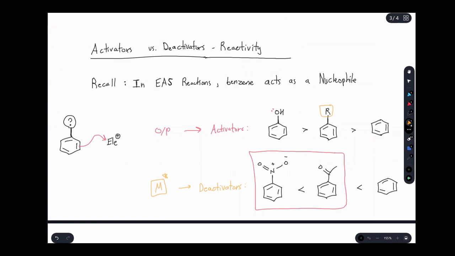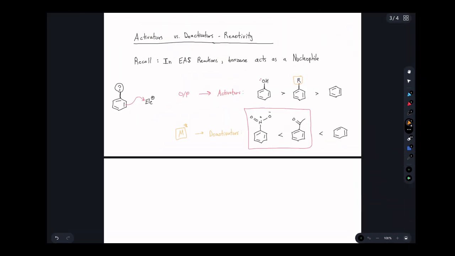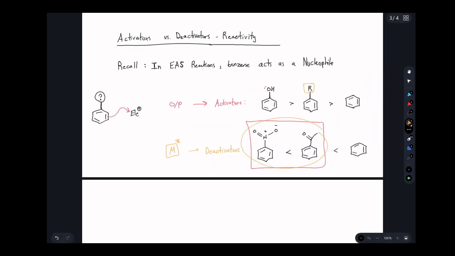So now that we know about activators and deactivators and how to group them, as well as the directing properties they have, we can move on and talk about the mechanism by which the electron withdrawing groups, such as these two molecules, are withdrawing and therefore meta-directors, and why the ortho-para groups are activating and ortho-para directing. I look forward to seeing you in the next video to discuss these topics.